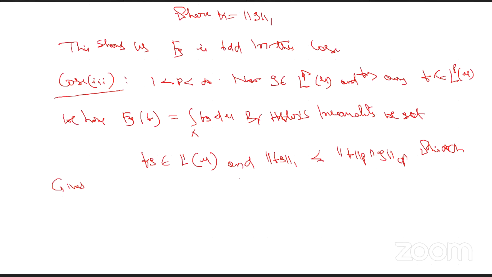F_g of f equals the integral over X of fg d mu, and the modulus of F_g of f is less than or equal to the norm of fg in L1, which is less than or equal to the norm of f in Lp times the norm of g in Lq. So F_g is a bounded linear function.